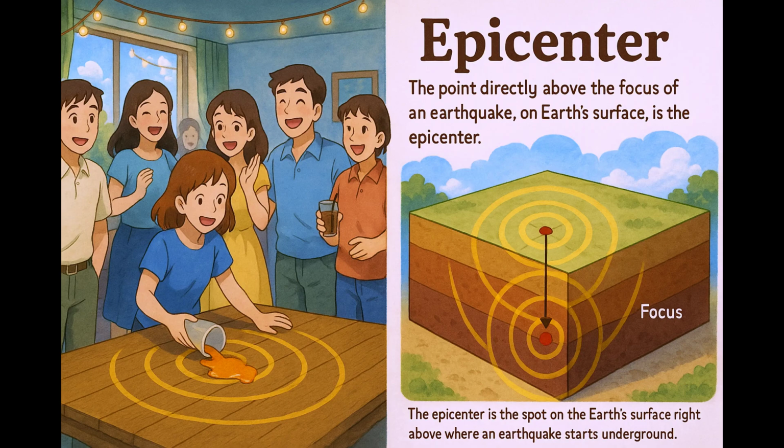the focus. But the impact is first felt at the epicenter directly above it on the surface, just like how the splash's effects first reach those closest to the spill. In this analogy, the center of the spill is like the earthquake's focus, and the point on the floor where the spill is most intense, directly above the center of the spill, represents the epicenter on Earth's surface.